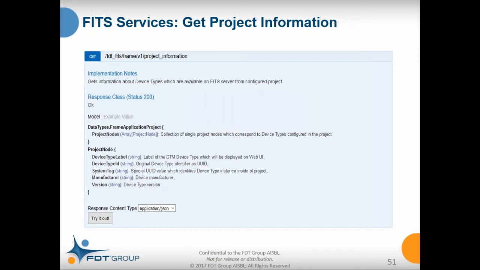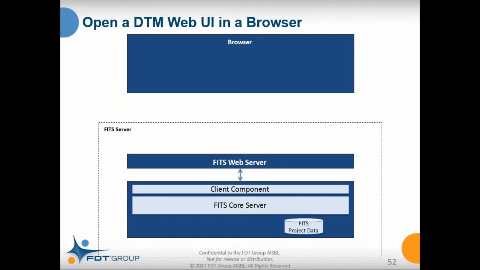And here we see that if we request this to the certain resource, we get back a list of project nodes, and these project nodes contain a number of items here. So this is for each device, the label, the device ID, the system tag, the manufacturer, and so on. So this is the style of how this gets documented.